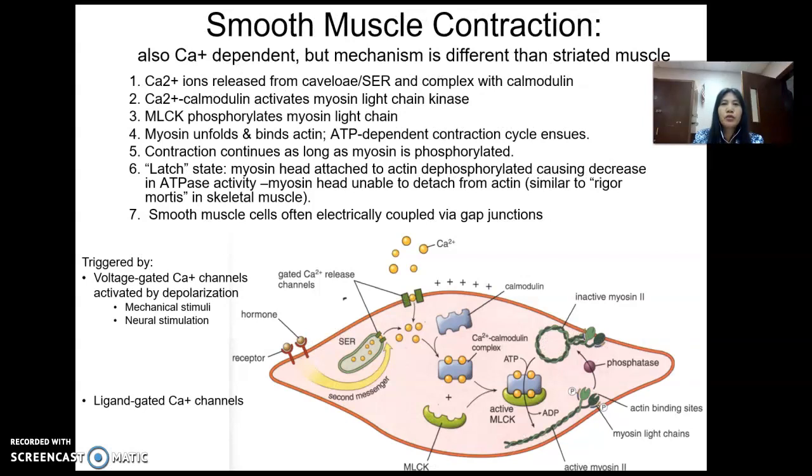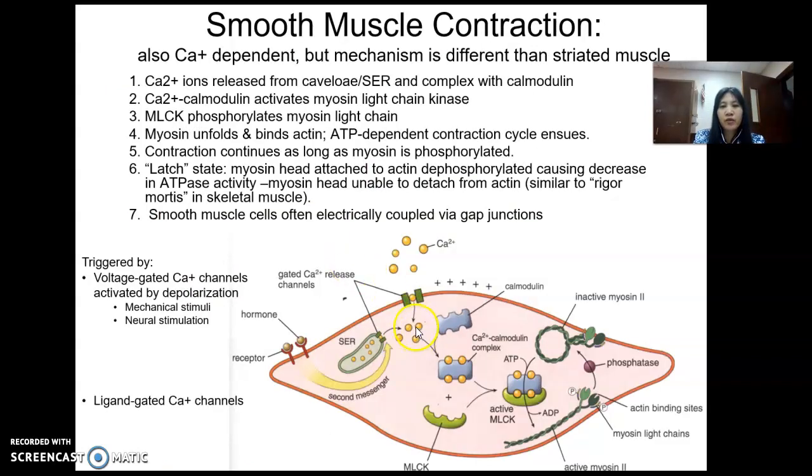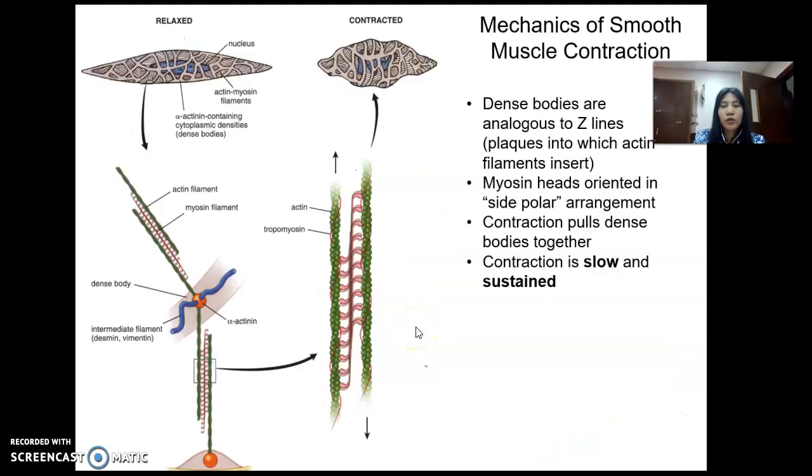So how does the smooth muscle contract? Also calcium dependent. So calcium ions released from this caveolus or SER and complex with calmodulin. So these are some of the ways that smooth muscles contract. There are 7 ways. Okay, I will not be digging deeper into that for now. I will just be telling you the different types of muscles.